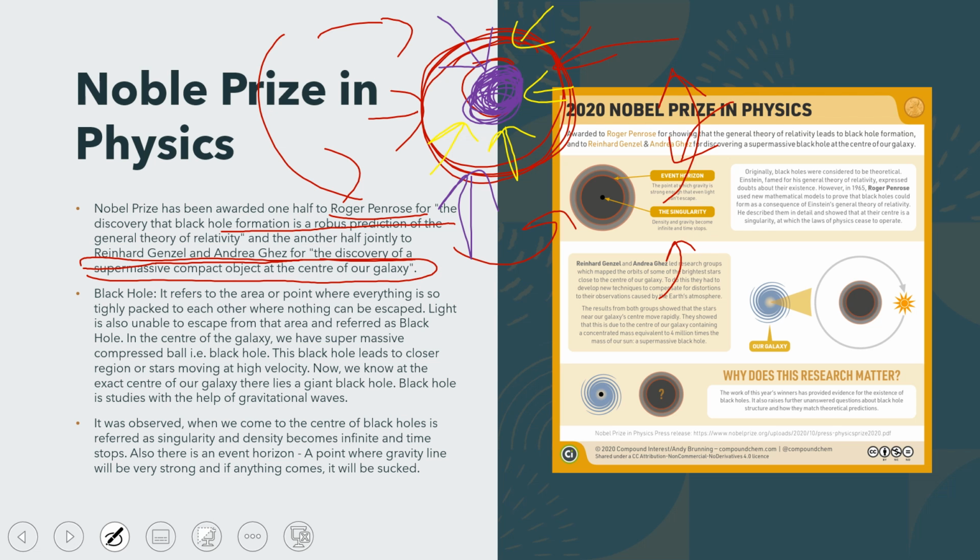So that was mentioned as the discovery that black hole formation is a robust prediction of the general theory of relativity. Now for the second part, by Reinhard Genzel and Andrea Ghez, the discovery of a supermassive compact object at the center of the galaxy.